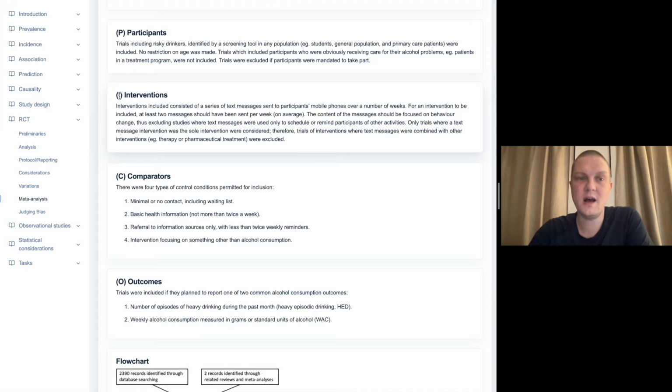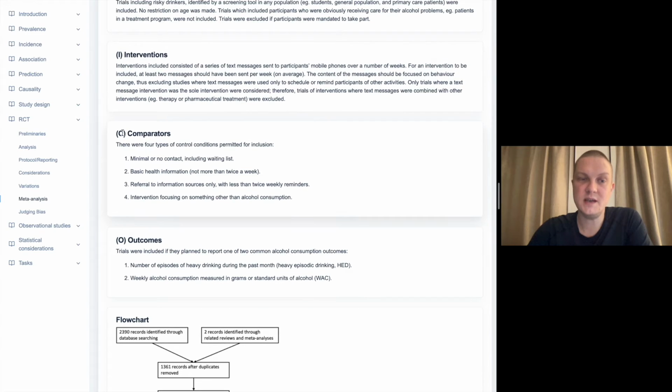Interventions, or your I. Interventions consisted of a series of text messages sent to participants' mobile phones over a number of weeks. For an intervention to be included, at least 2 messages should have been sent per week. The content of the messages should be focused on behavior change, etc. You're basically describing what you mean by an intervention that you care about in this systematic review.